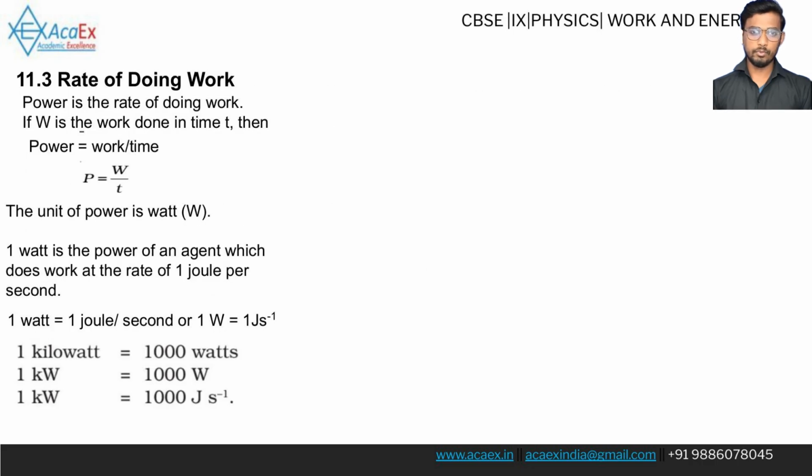Power is the rate of doing work. If W is the work done in time t, then power equals work divided by time. P equals W divided by t. The unit of power is watt, W. 1 watt is the power of an agent which does work at the rate of 1 joule per second. 1 watt equals 1 joule per second. 1 kilowatt equals 1000 watts. 1 kilowatt equals 1000 joules per second.